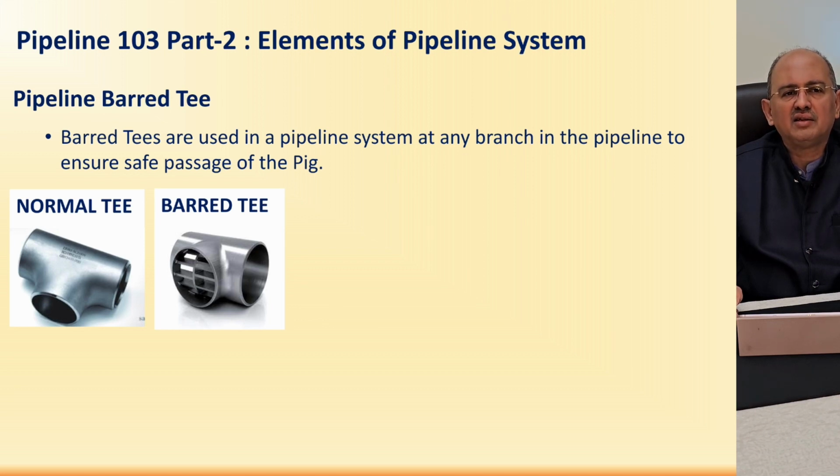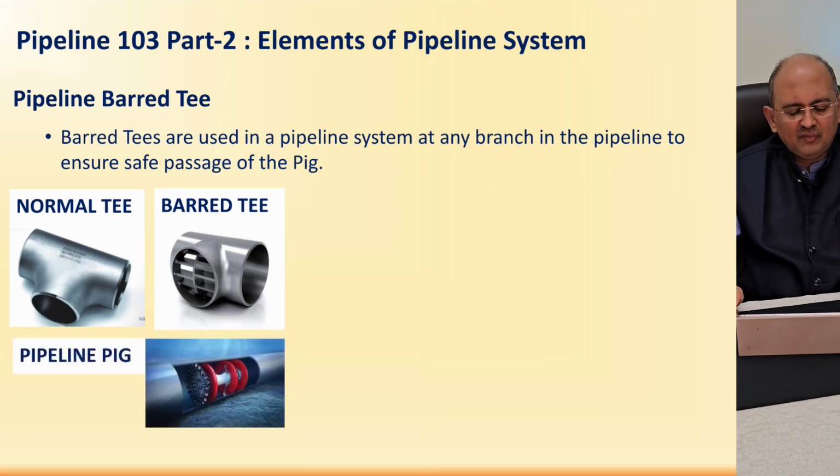So whenever the branch sizes are 50% or above of the opening, then normally the chances of pig getting tilted and stuck are very high, and normally bar Ts are involved. For suppose it is a 30-inch pipeline and you are providing 2-inch or 4-inch branches for some very small drain lines or vent lines or pressure gauge connections, then you don't need bar Ts. But bar Ts are normally provided for more than 50% opening, where the possibility of pig getting stuck is very high.